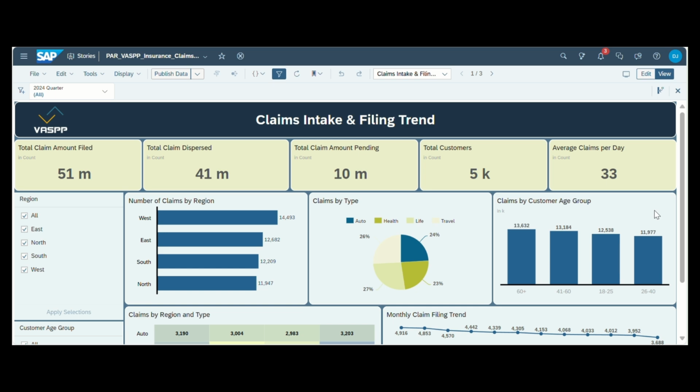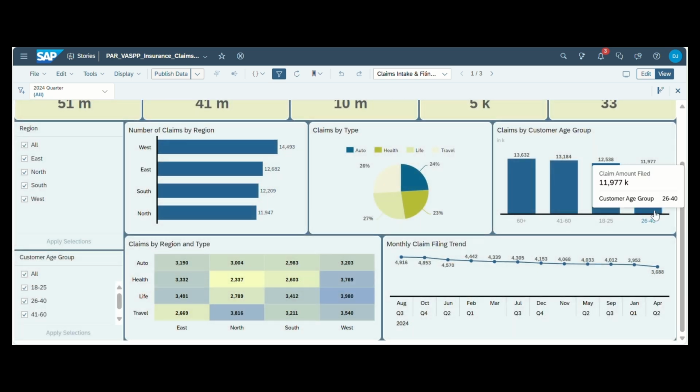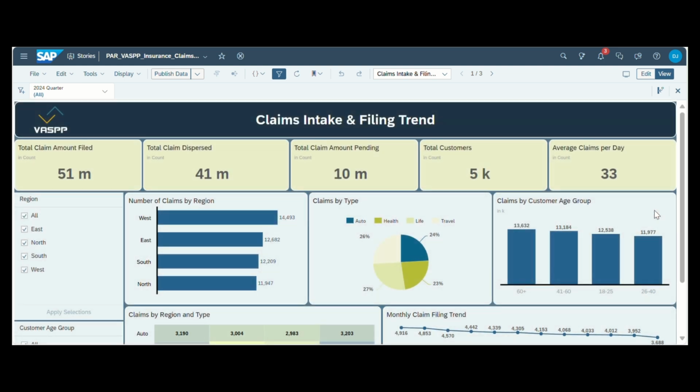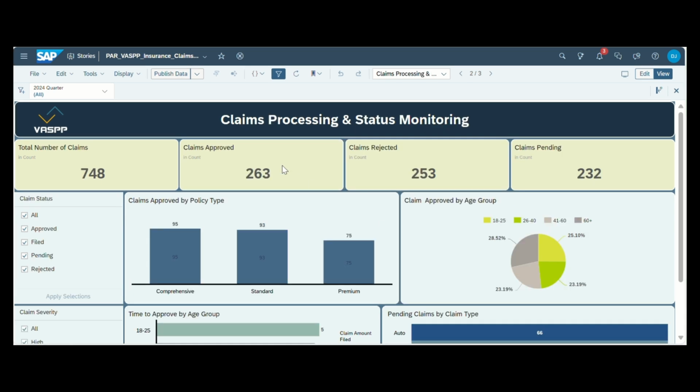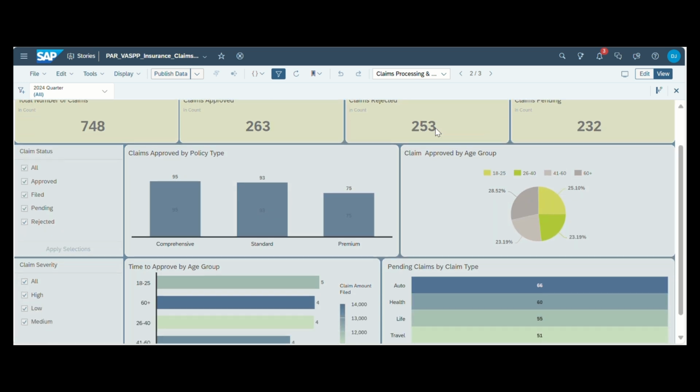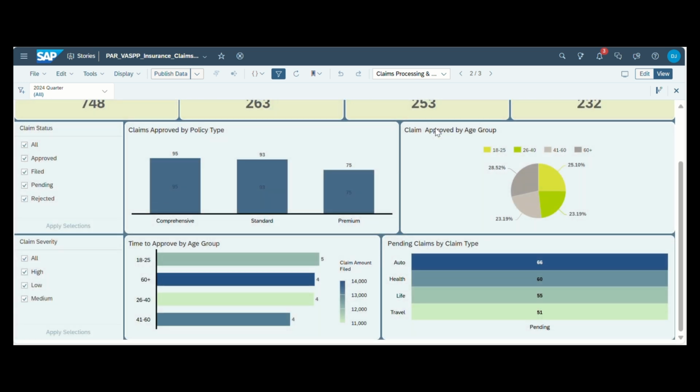This is not just your intake dashboard. This is your early warning system, customer pulse monitor, and strategy compass, all in one view. Moving on to page 2, claims processing and status monitoring dashboard. This is where service execution meets operational accountability.